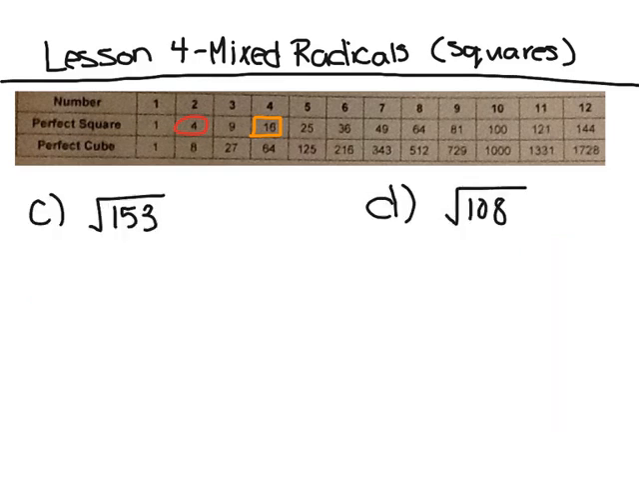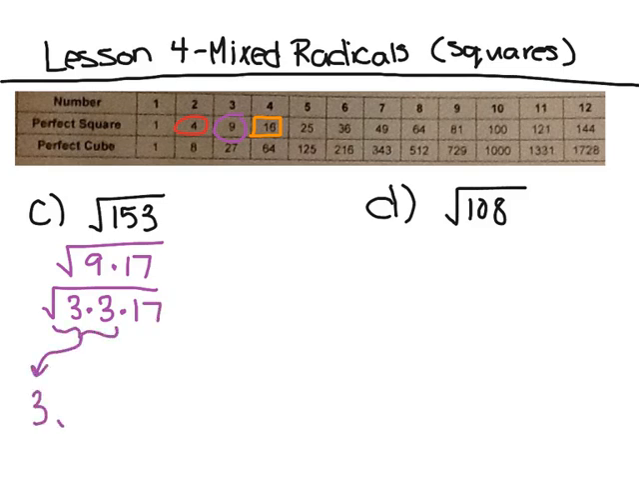Now we have the root of 153. The biggest square number that goes into 153 is 9. 153 divided by 9 is 17, so 9 times 17. 9 is the same as 3 times 3, and you can bring out one 3, and a 17 is left on the inside. Or, you can have the root of 9 times the root of 17. The square root of 9 is 3, root 17.